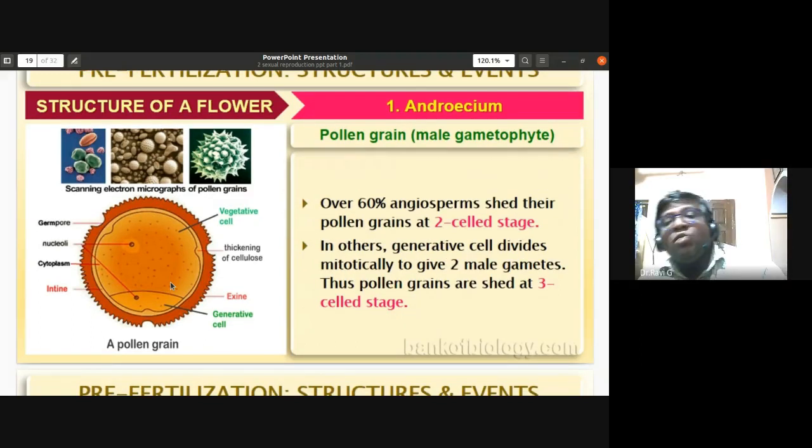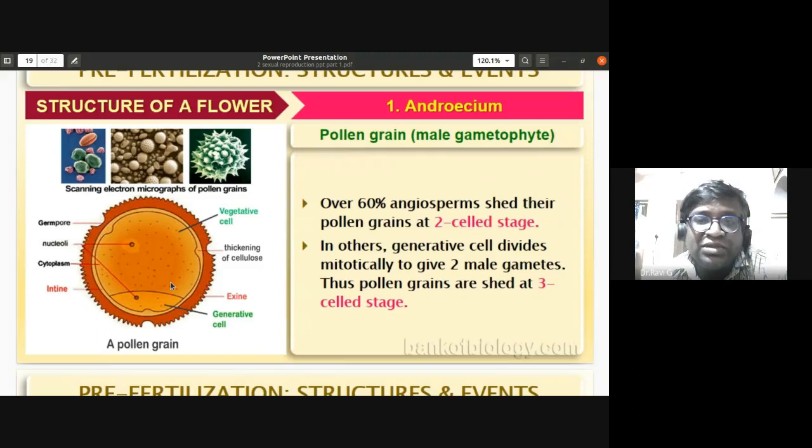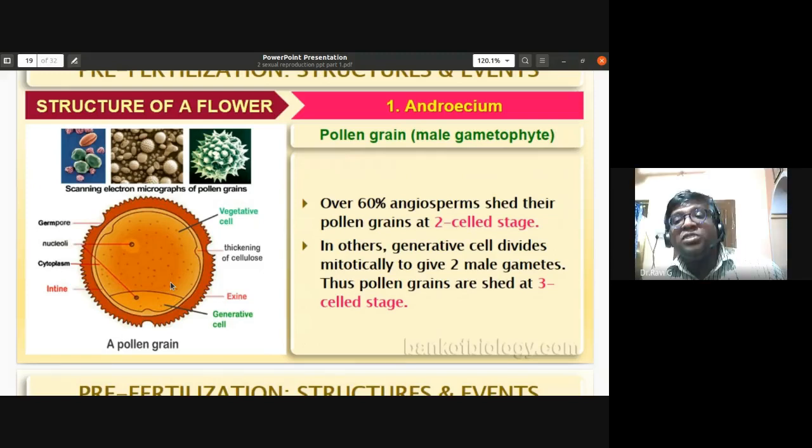So over 60% of angiosperms shed their pollen grains at the two-cell stage. In others, the generative cell divides mitotically to form two male gametes. Thus, these pollen grains are liberated at the three-celled stage.